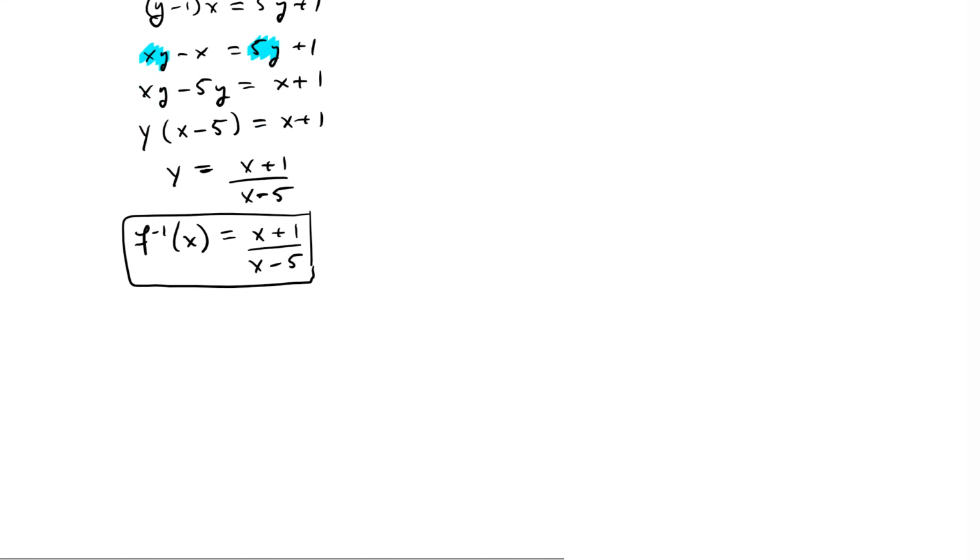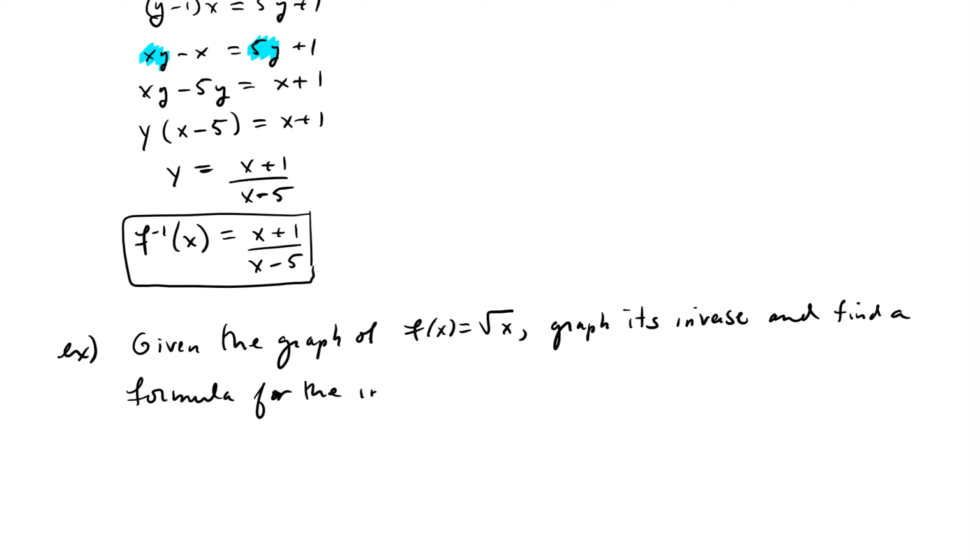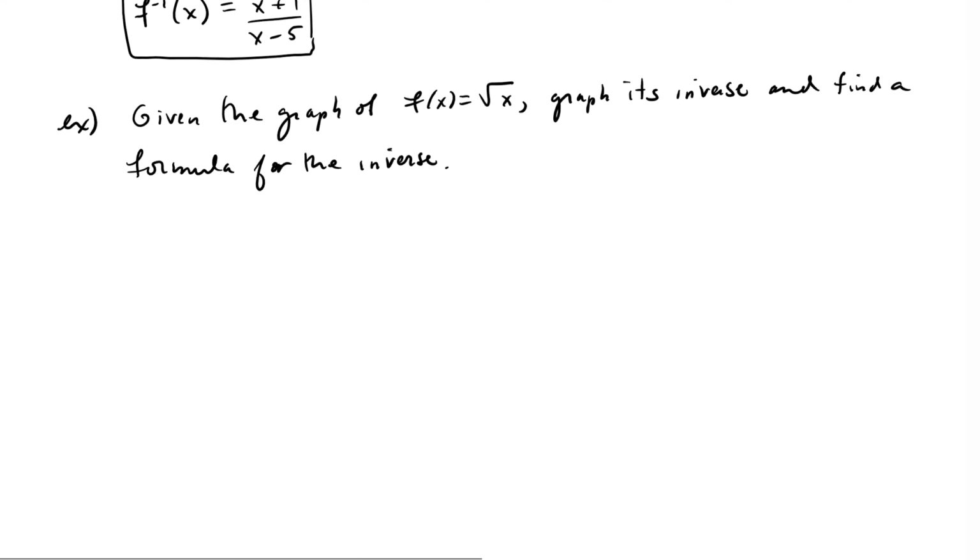Second example. Given the graph of the square root function, I want you to graph its inverse and find a formula for the inverse. Okay, go ahead, try it. At least find the graph. Then you can look at what I do for finding a formula for the inverse, or maybe you can try that on your own.